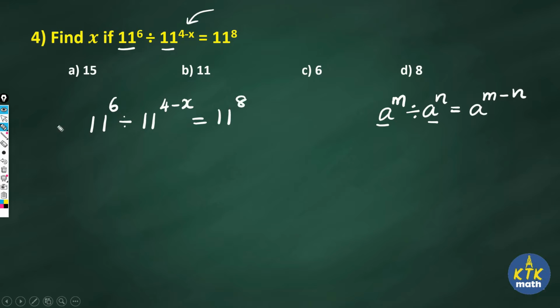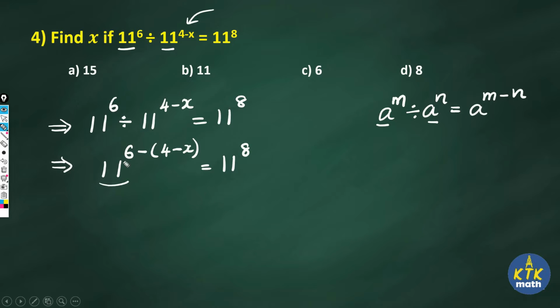I am just rewriting the question again. Okay, so the next step, you are going to subtract these powers, right? Let's observe what I have done with m and n. I have subtracted. When the divide symbol is given, you subtract the powers, which you can write as 6 minus 4 minus x. Make sure that 4 minus x is written inside the bracket since you have two terms there. Okay, so which will give you 11 power 8.